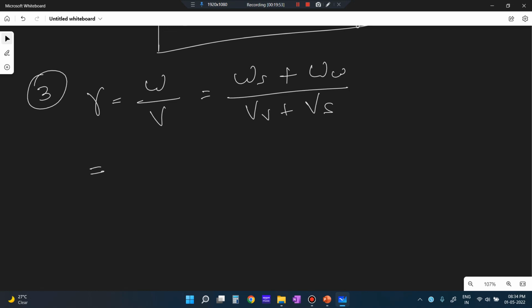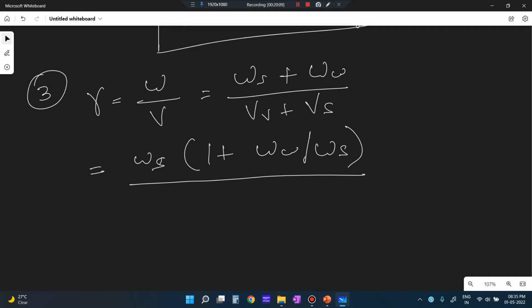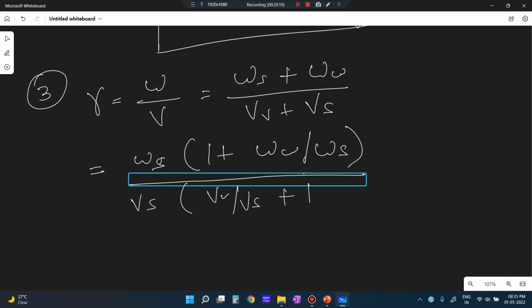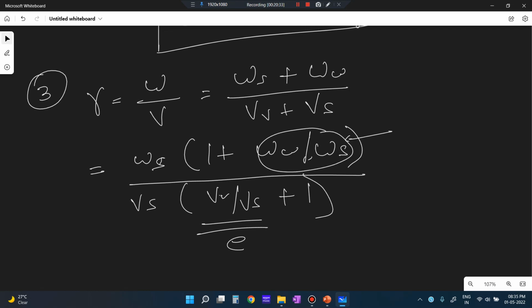Now if we take Ws common from the numerator, we can write 1 plus Ww by Ws. We can write it like this. Now, if we take out Vs from the denominator, it will be like Vv by Vs plus 1. Okay. Now this Vv by Vs, what is this? This is void ratio. And this one, weight of the water by weight of the dry soil or soil solid, this one is water content.